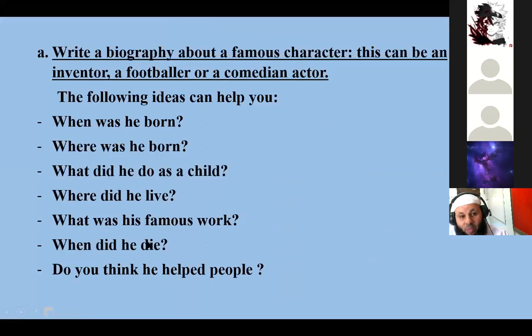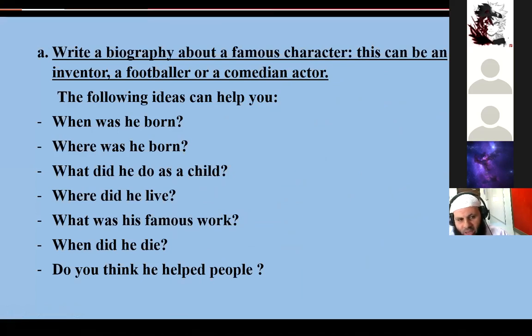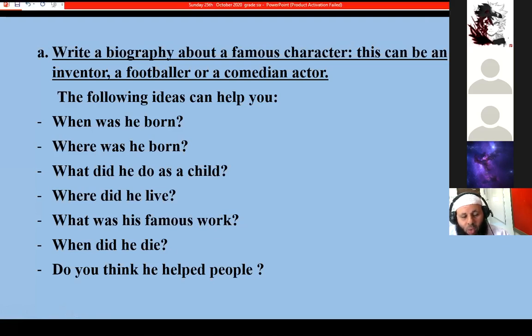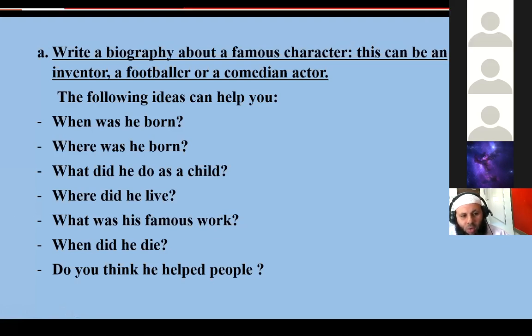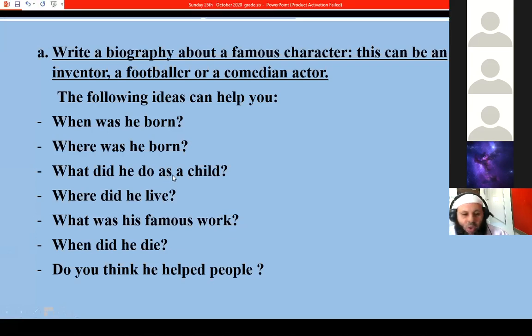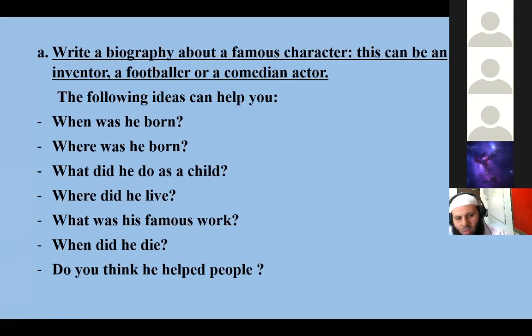The second topic: write a biography about a famous character. This can be an inventor, a footballer, a comedian, or an actor. These ideas can help you. When was he born? You write about a famous person you like, Ahmed Sharif, for example. Ahmed Sharif was born in Bahrain. As a child, for example, he liked school, or he hated school. He lived in, mention the place.